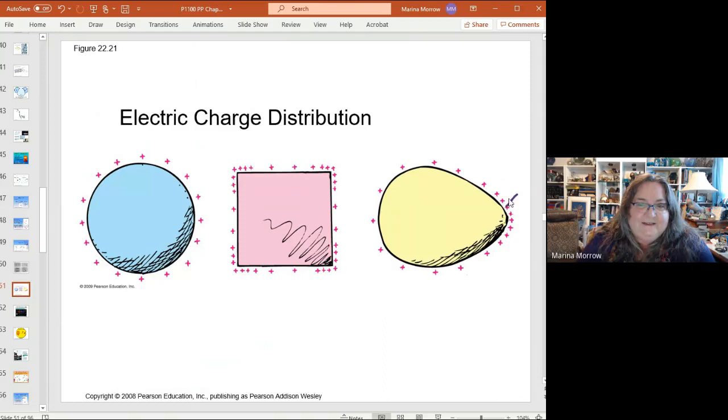Pointy edges tend to gather more electrons because they're not repelled away from the edge by things beyond it. So there are no positives here to repel. So what happens is that they end up crowding into the corners.